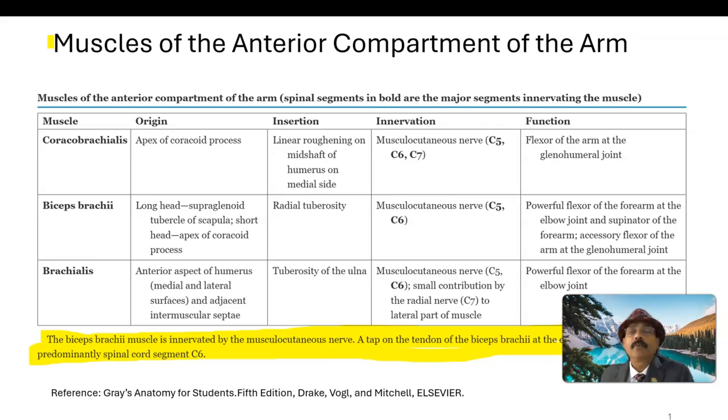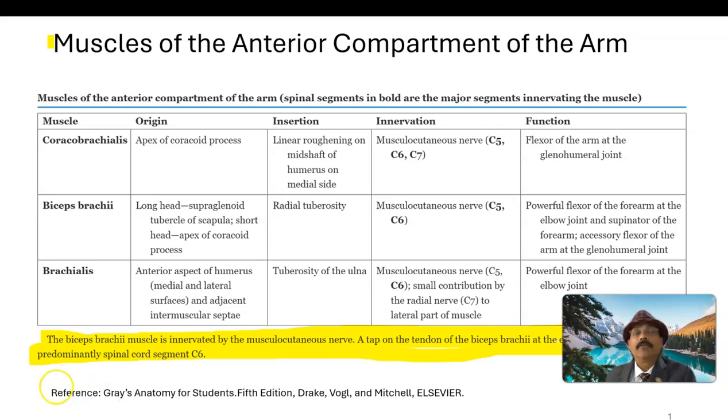Today I will discuss the muscles of the arm. The arm has two compartments, the anterior compartment and the posterior compartment. In the anterior compartment, we have the muscles Coracobrachialis, Biceps Brachii, and Brachialis. In the posterior compartment, the most important muscle is the Triceps Brachii, and we'll also add the Anconeus.